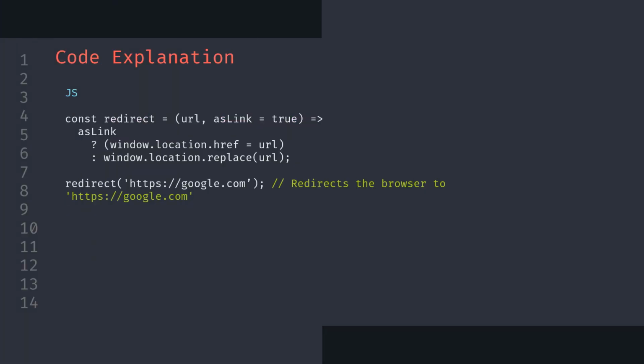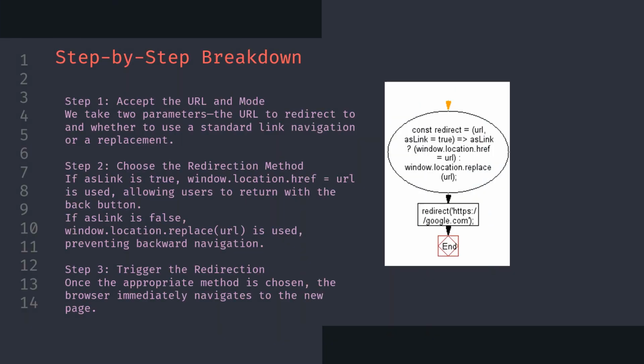This function takes a URL and an optional parameter. If aslink is true, it updates window.location.href. If false, it uses replace for a seamless transition. This function ensures a smooth navigation based on the user's needs, whether they want to allow the back button or enforce a hard redirect.